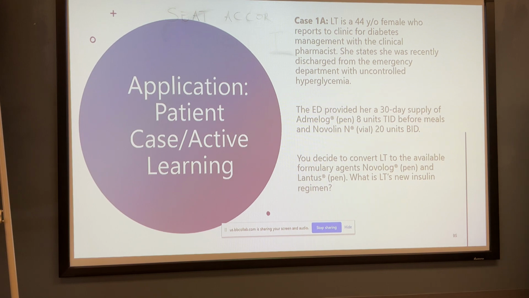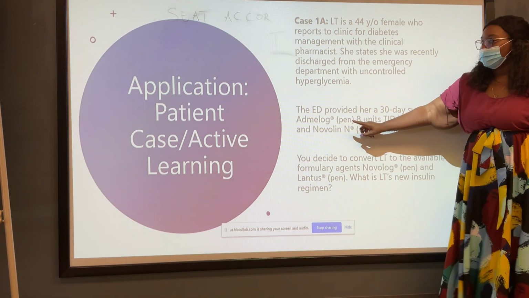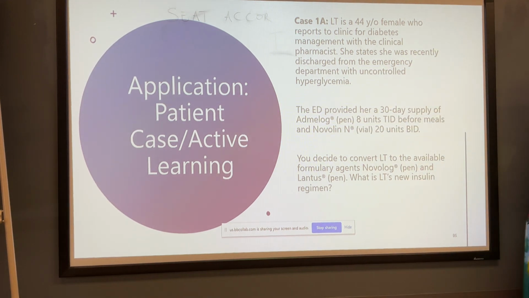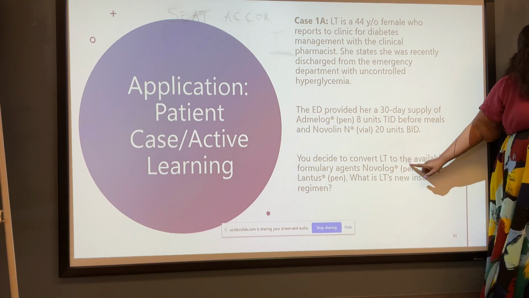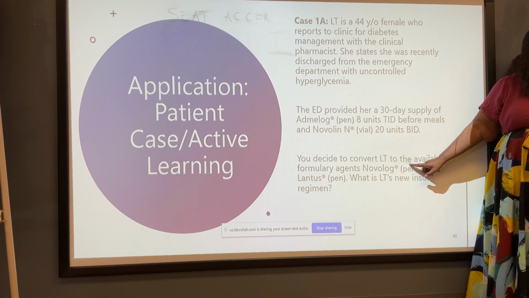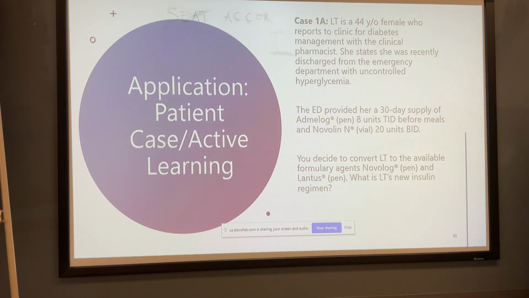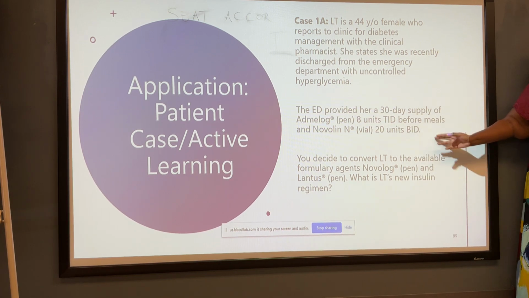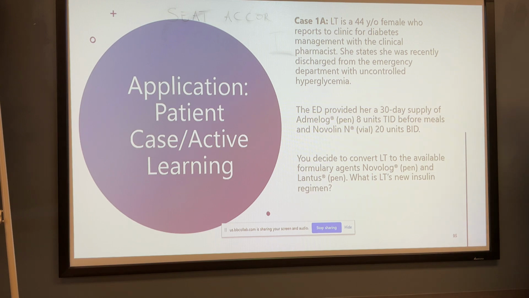How I would first approach this case is I would look at Admelog and figure out what type of insulin that is. It's rapid, okay. So we're going to convert her to Novolog. The conversion for rapid to rapid is what? Okay, so her new dose of Novolog would be the same. All right. See, it's not that bad.